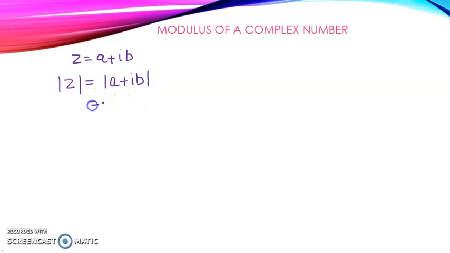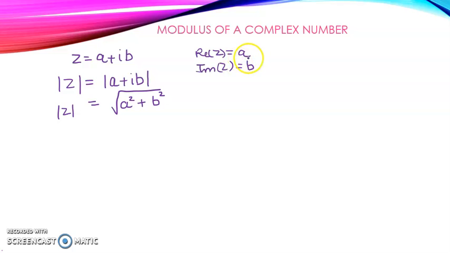The value of this means you will take the square of the real part, add the square of the imaginary part, and take its square root. Are you following, students? So modulus z is equal to the square root of a square plus b square. Here real z is your a, and imaginary z is your b. So, square of the real part plus square of the imaginary part, and its under root. This is the modulus of a complex number.